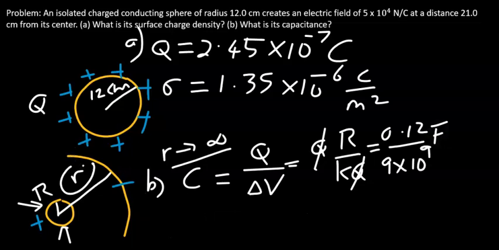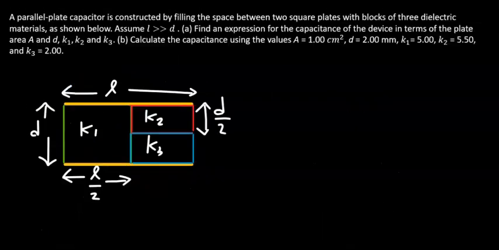And then when you do the calculation, it will give you the following value: 1.33 times 10 to the power minus 11 farad. That solves the problem.